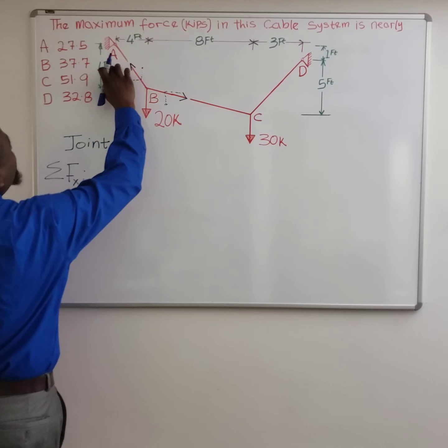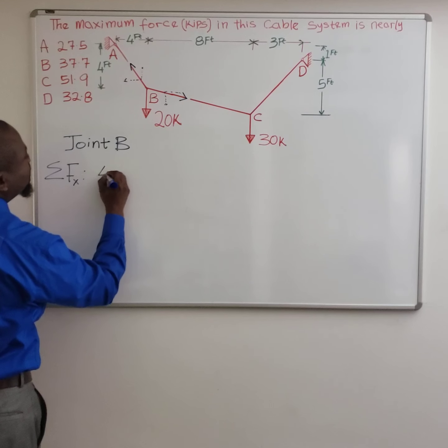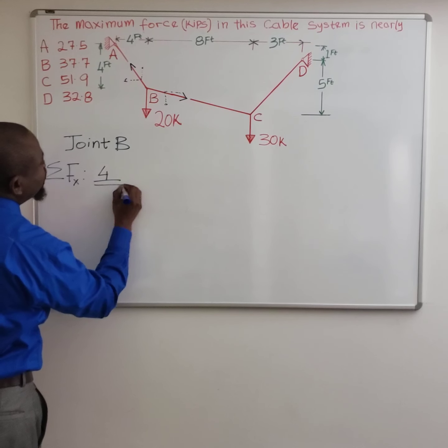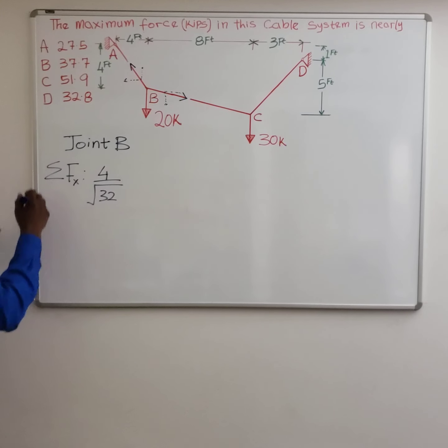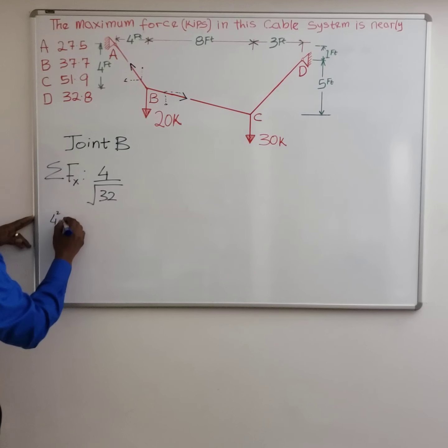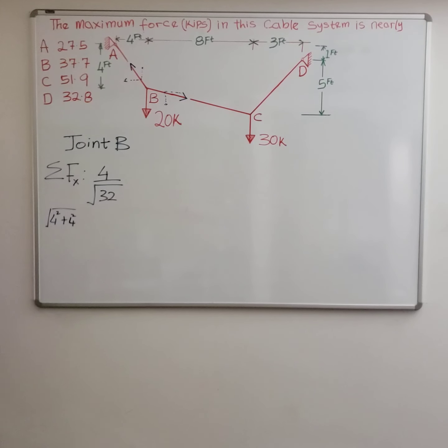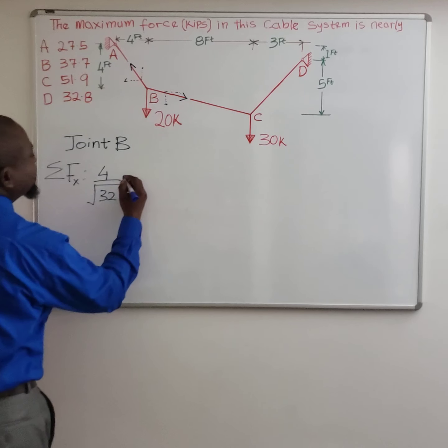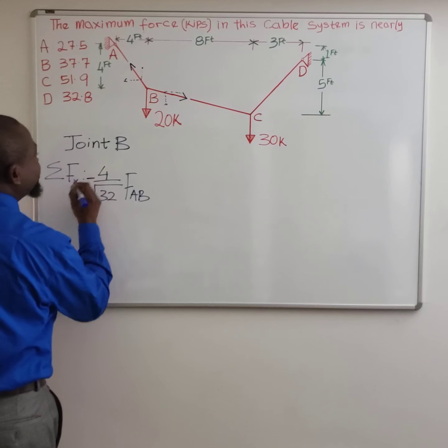We have 4 by 4. So it's going to be 4 divided by square root of 32. How do we get 32? You get 32 by saying 4 squared plus 4 squared. All right, that gives you 32. All right, so you get that. You got the 32, and that is FAB, and like I said, it's negative.